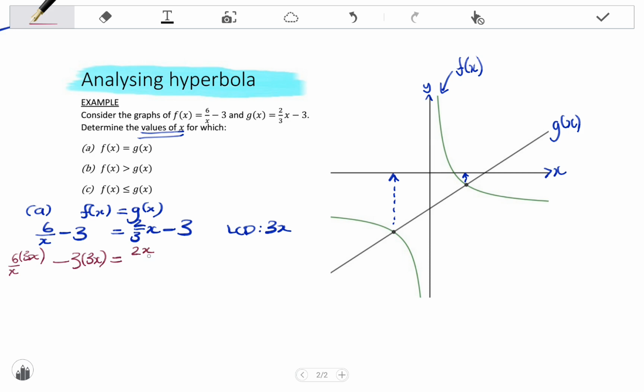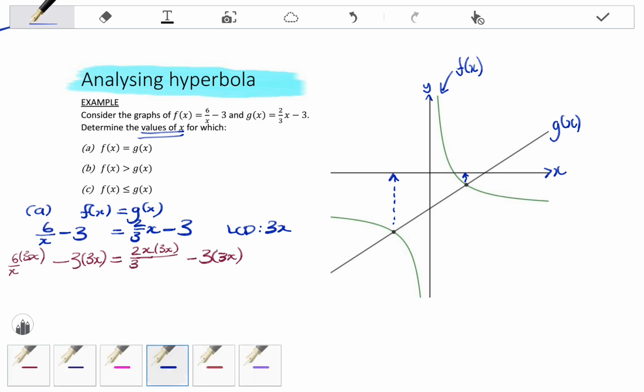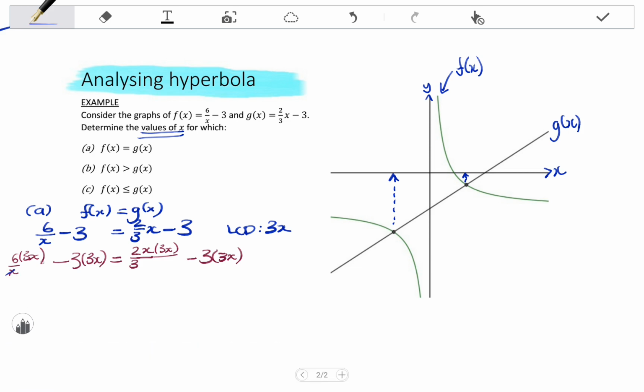My third term is 2 over 3 and then x. Now I'm going to write that x in the numerator. Okay, if it's the coefficient, I can write it in the numerator. And we are going to multiply that by 3x. Then I have negative 3, which I also multiply by 3x. Okay, so I can cancel the x's.